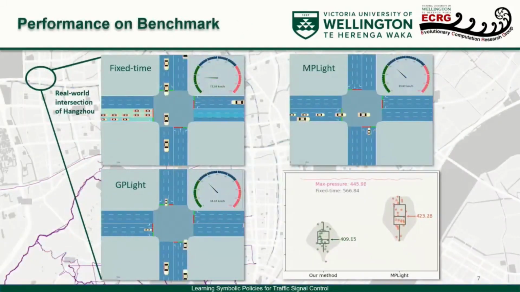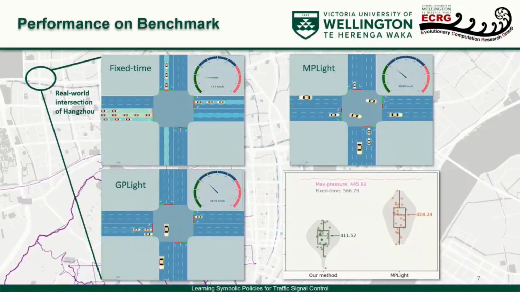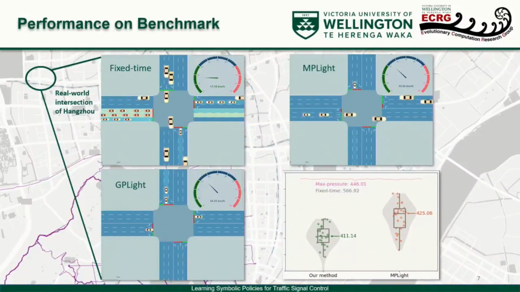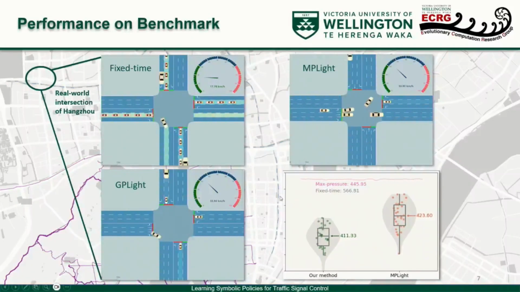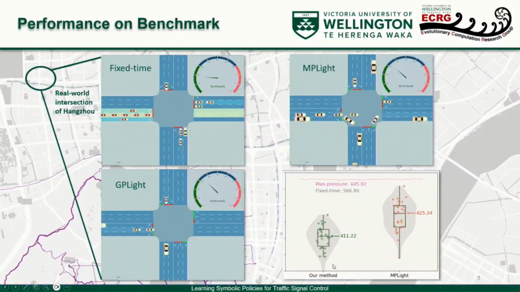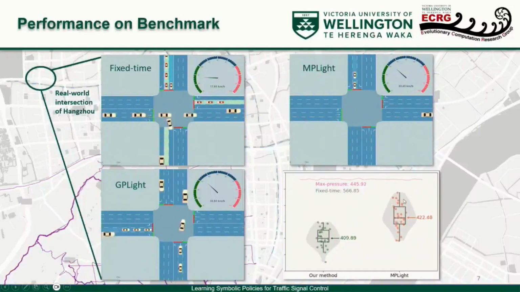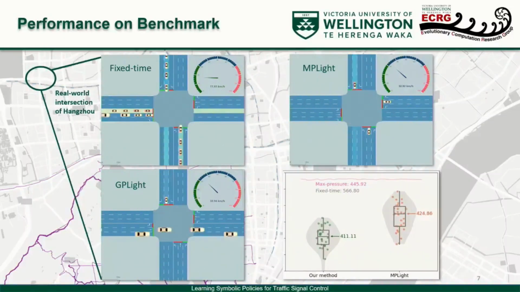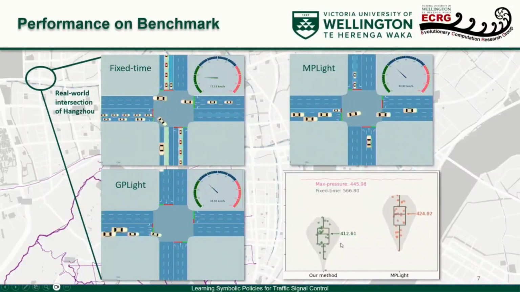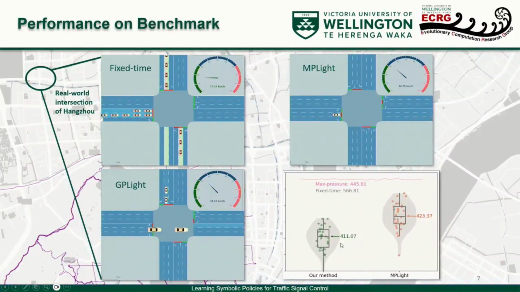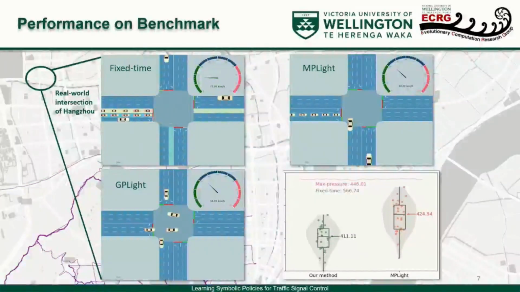And I'm going to show some performance. This is on a benchmark intersection. Our results are much better than an existing reinforcement learning method called MP Light. The smaller the better. This is the waiting time of the traffic.